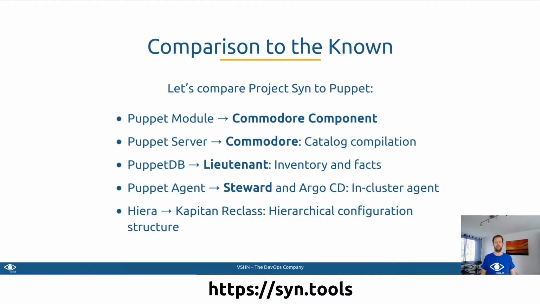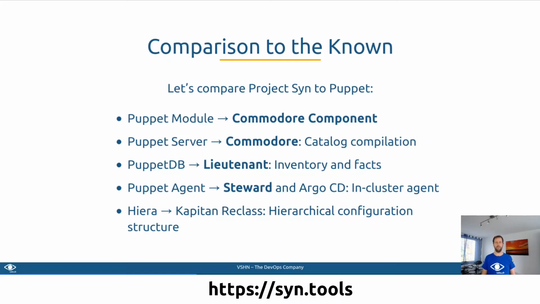The PuppetDB is the central instance which holds information about your virtual machines, like facts and other information about it. The same in Project Syn is called Lieutenant. It's the central inventory which holds information about your Kubernetes clusters and facts about them, for example, what Kubernetes distribution it is and where it is located. This information is used by Commodore to compile the catalog.